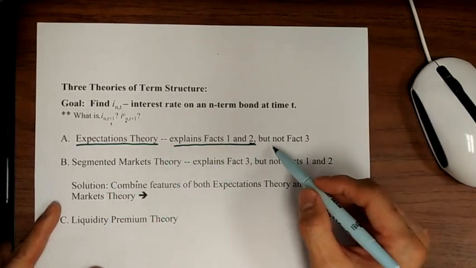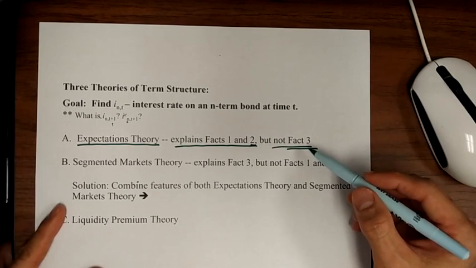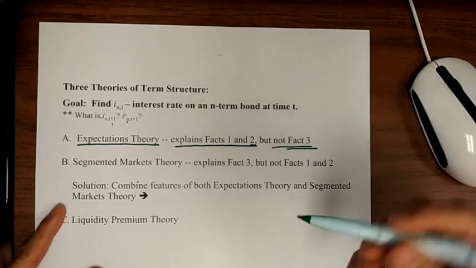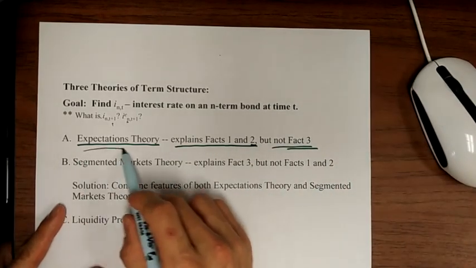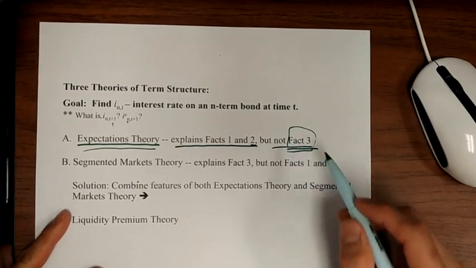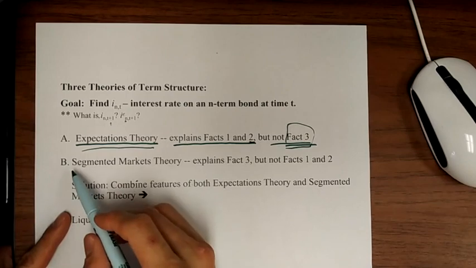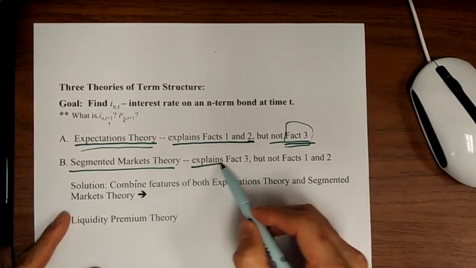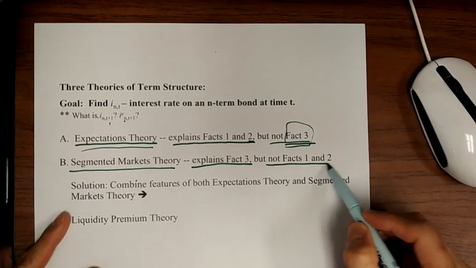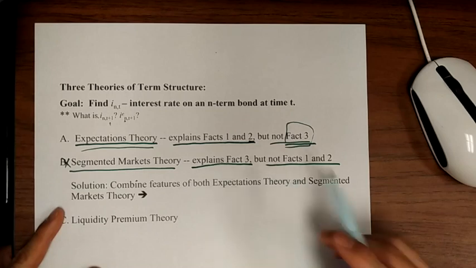But this theory cannot explain fact number 3. What is fact number 3? In general, yield curve is upward sloping. So this is not a correct theory because it cannot explain fact number 3. Then we introduce another theory that can explain fact number 3. But the problem is this theory cannot explain fact number 1 and 2. Therefore, this is not a correct theory either.